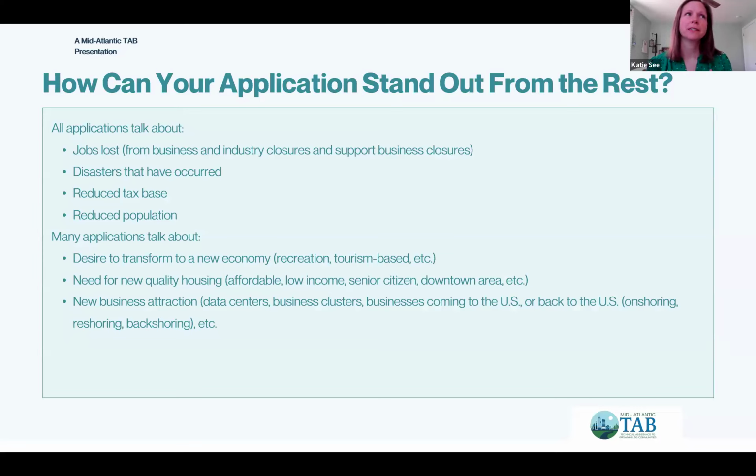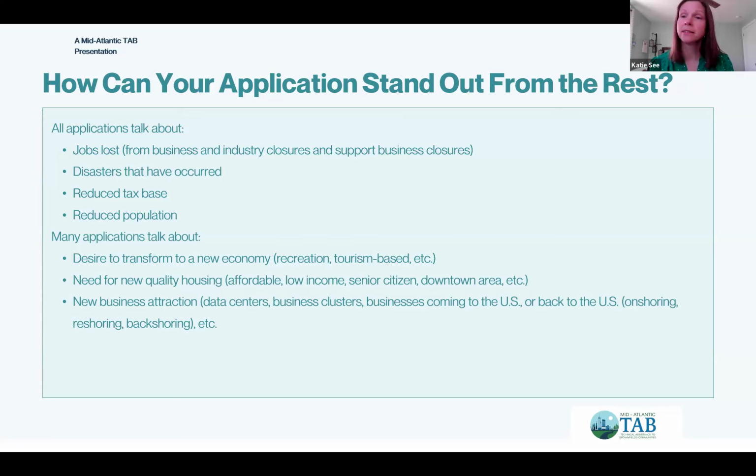Okay, so it's very important that you distinguish your grant application. And so you want to make sure you're thinking about what can set your application apart from the rest. So all good applications should talk about jobs lost. So if your community has experienced this loss of jobs due to business and industry closures, you want to talk about that. Disasters that have occurred, whether that's significant flooding or wildfires. Well, that's not as big of an issue, thankfully, in Region 3, but you want to focus on these particular issues that have been a struggle for your community.